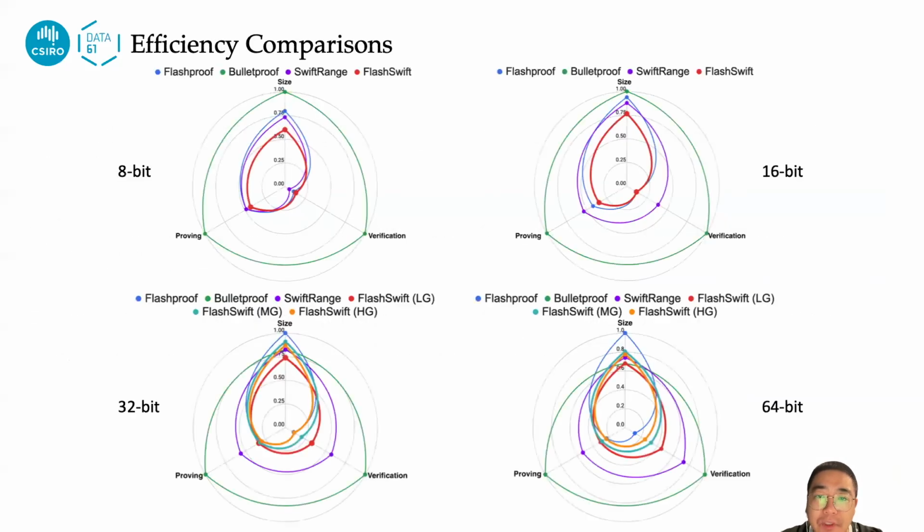Finally, let us have a quick look at the efficiency comparison with the state-of-the-art range proofs in terms of proof size, prover time, and verifier time. We add a new medium gear setting that demonstrates intermediate performance between the low gear and high gear ones. And we build 4 radar charts for different ranges, where the closer the vertices to the center, the higher the efficiency. Holistically, we can clearly see that our proofs in the 3 settings are positioned at the innermost part of the radar charts compared to the others.